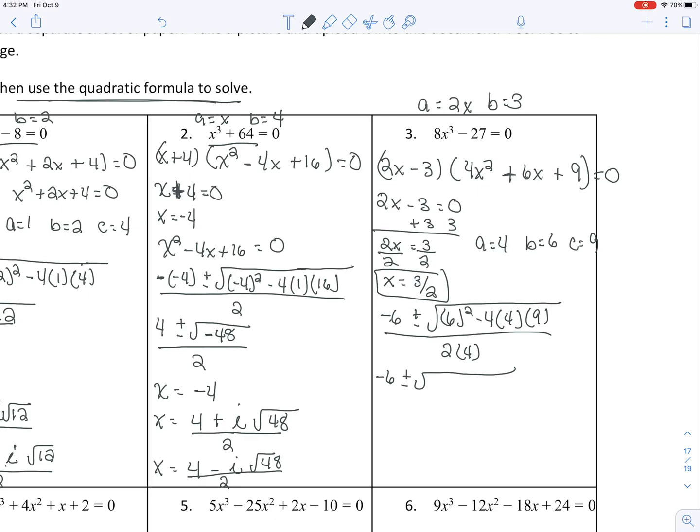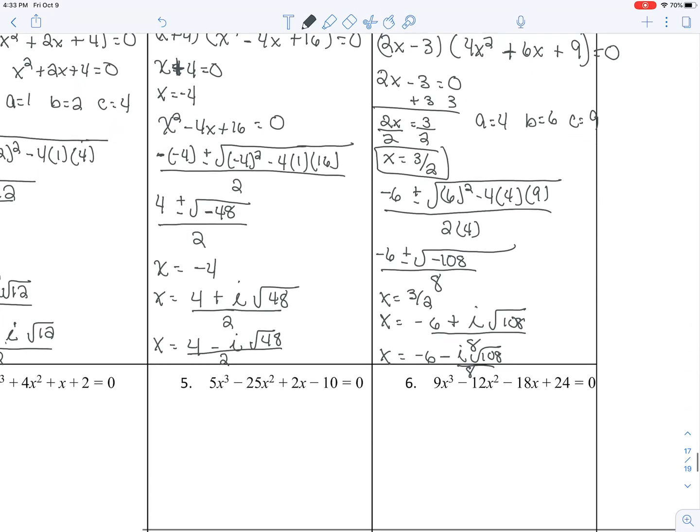So it's -6 plus or minus, again, I'm going to have to use my little handy-dandy calculator to figure this out. So that's 36 minus 16 times 9, -108, over 8. So my solutions are x is equal to 3/2. x is equal to -6 plus i square root of 108 over 8. And x is equal to -6 minus i square root of 108 over 8.